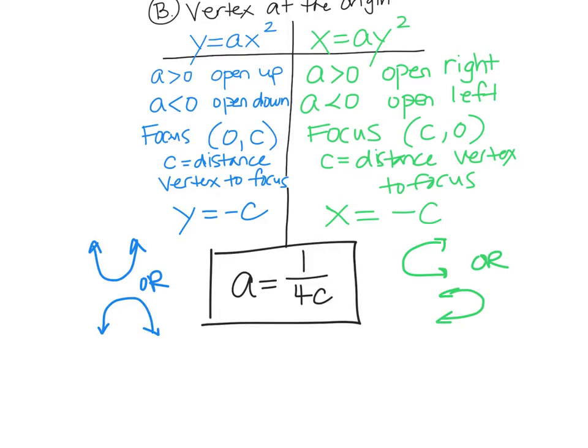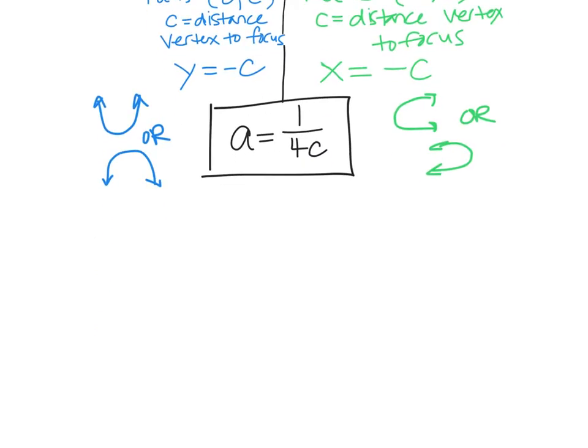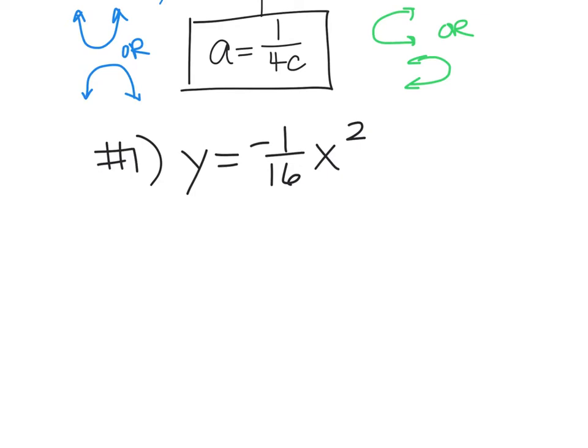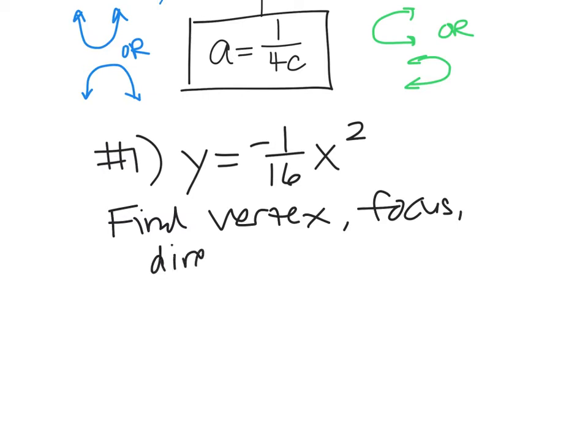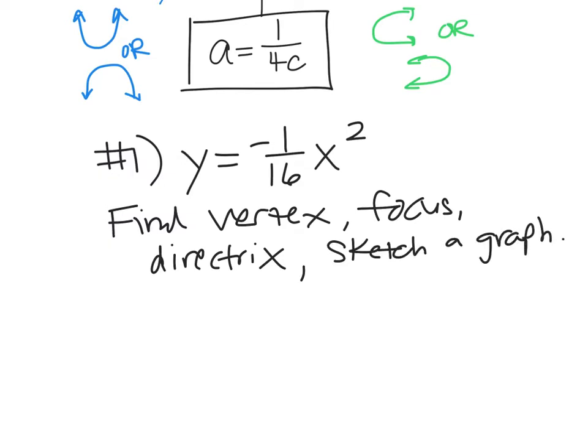Okay? Here we go. Number 1. It's a lot of information, and now we're finally going to do something with it. So here's what they're going to ask you to do. They're going to tell you y equals negative 1/16 x squared. And we're going to find some things. They're going to ask us to find the vertex, the focus, the directrix, and they're going to ask us to sketch a graph.